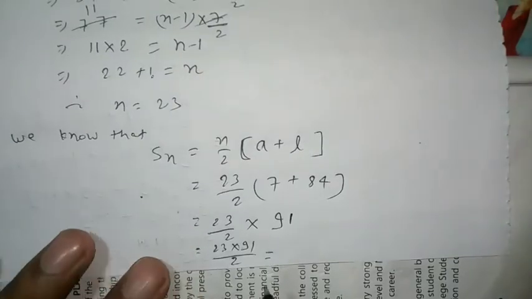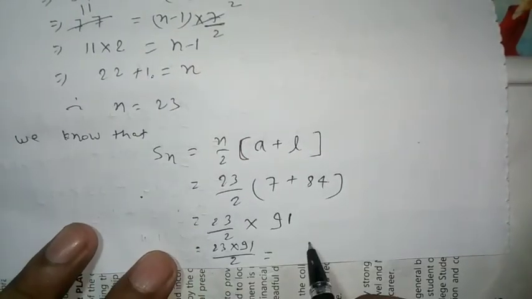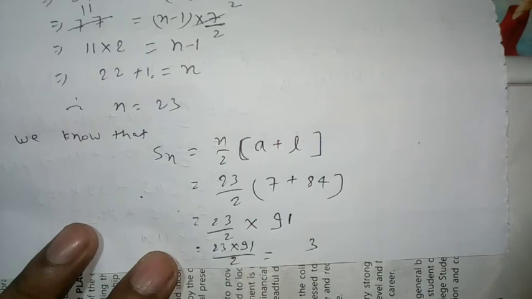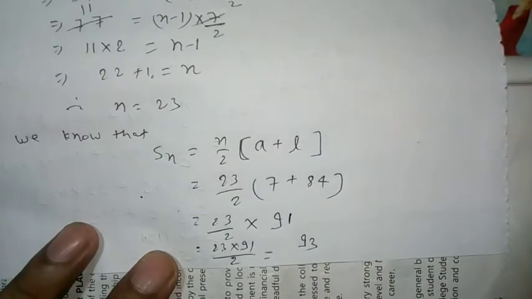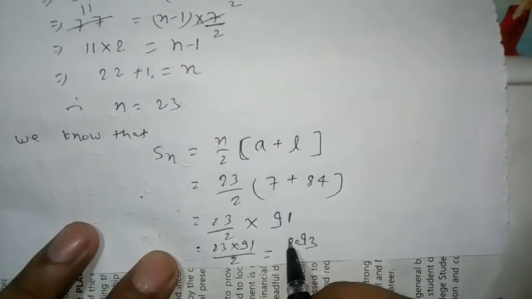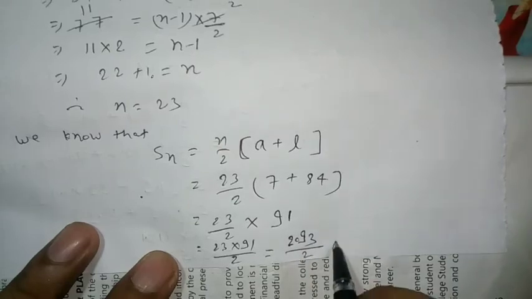When you multiply, then 23 times 91 gives 2093 by 2. Answer.